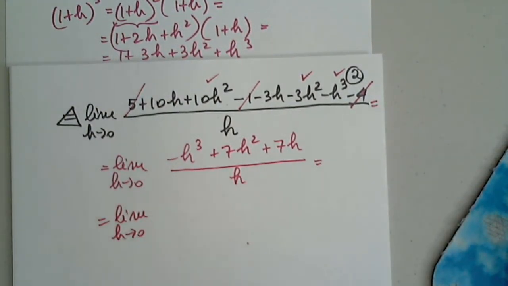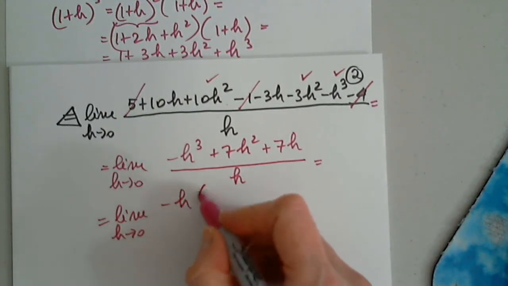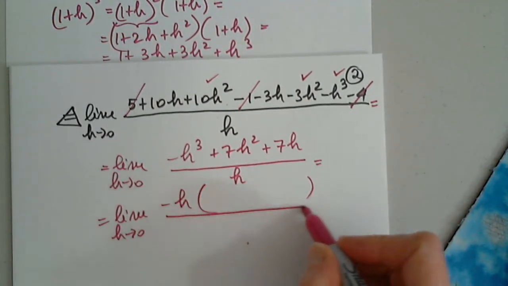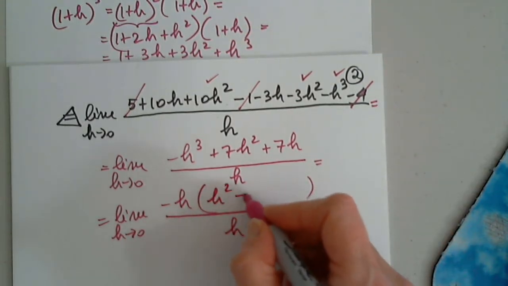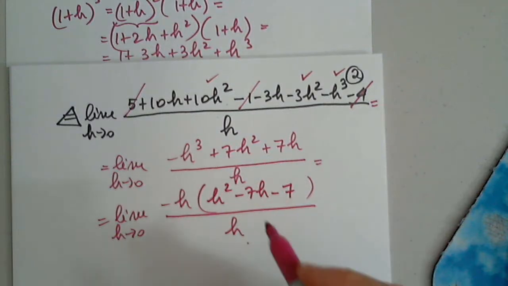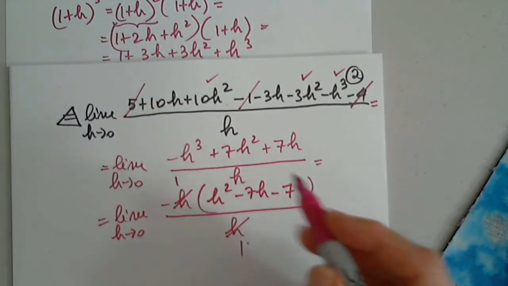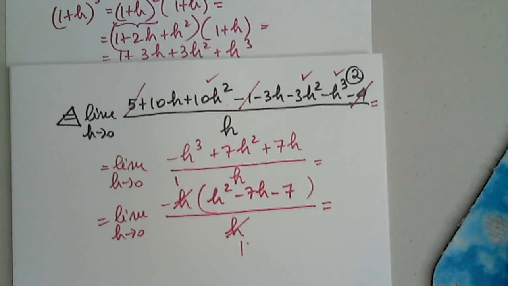Please do not simplify in a sum. Even if you're lazy like me, please do not simplify in a sum. Pull out -h. So we have h squared minus 7h and minus 7. Only now we can simplify. And what is the answer? The limit as h approaches 0 would be negative h squared plus 7h plus 7 over 1.